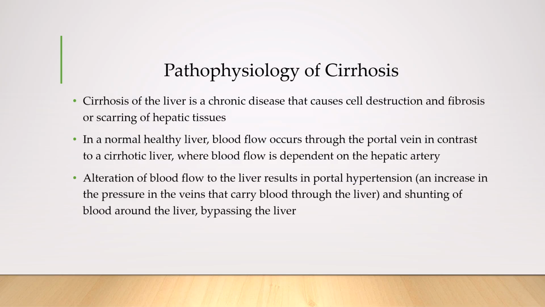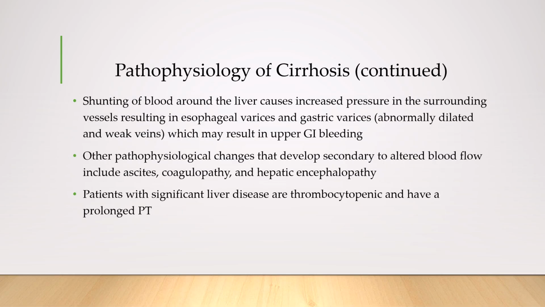This is an increase in the pressure in the veins that will carry blood through the liver, and shunting of blood around the liver, therefore bypassing the liver. And again, these toxins are going to accumulate in the bloodstream. Shunting of blood around the liver causes increased pressure in the surrounding vessels, resulting in what we call esophageal varices and gastric varices. And these are abnormally dilated and weak veins. And this can result in what we call an upper GI bleed.